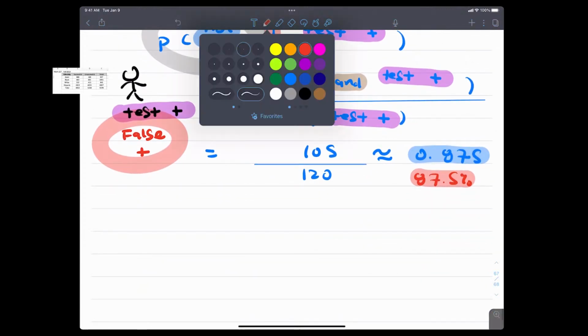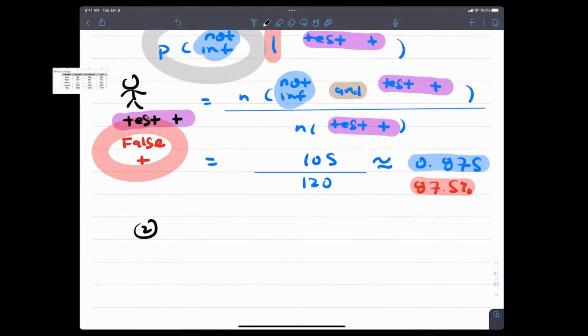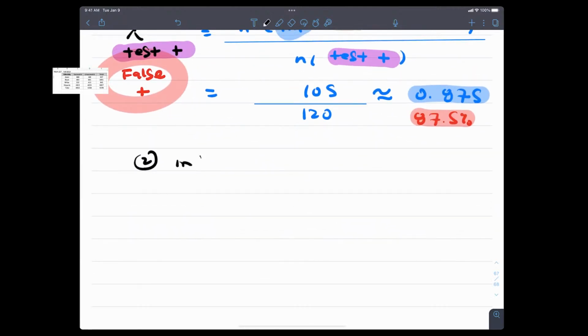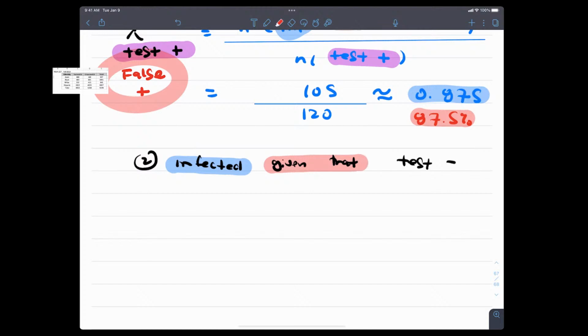You also have something called a false negative. That's like saying, what's the probability you are infected, given that you actually test negative? So, ladies and gentlemen, this is a conditional probability. They want to know the chance you're infected, given that, what's the deal now? You test negative.